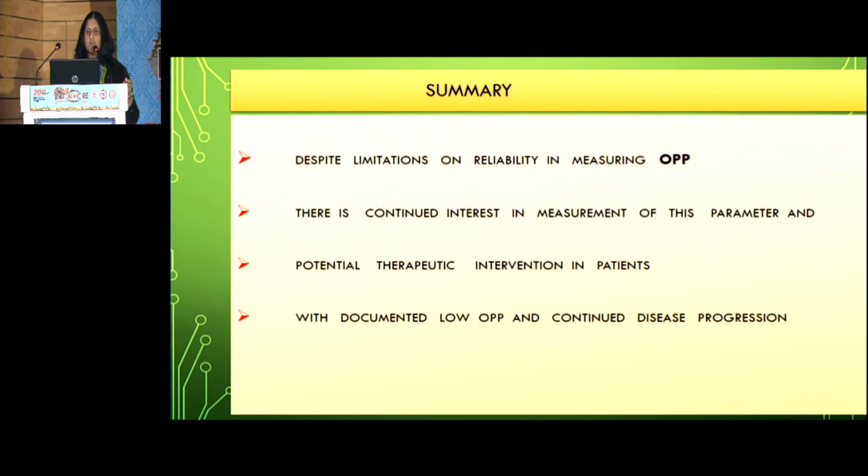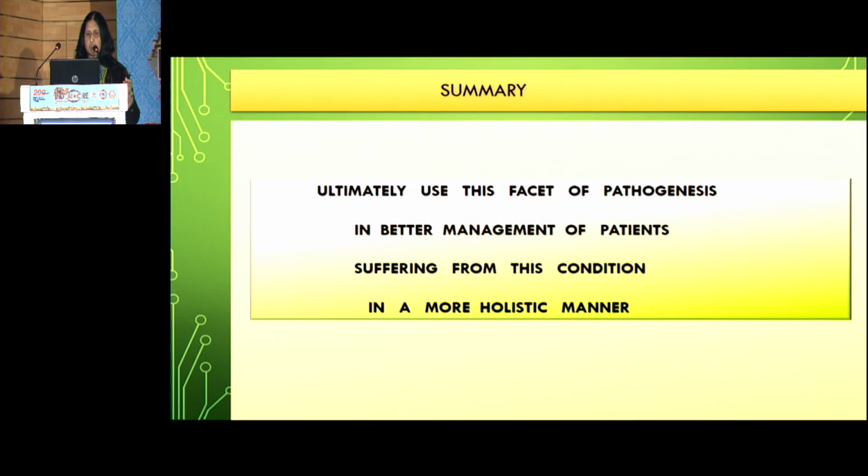Despite limitations on reliability in measuring ocular perfusion pressure, there's continued interest in measurement of this parameter and potential therapeutic intervention in patients with documented low ocular perfusion pressure and continued disease progression. So ultimately, we must use this facet of pathogenesis in better management of our patients suffering from this condition in a more holistic manner.